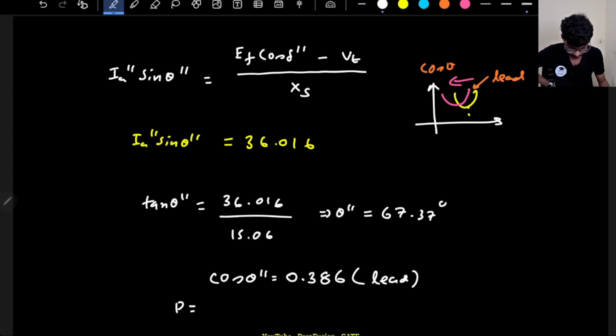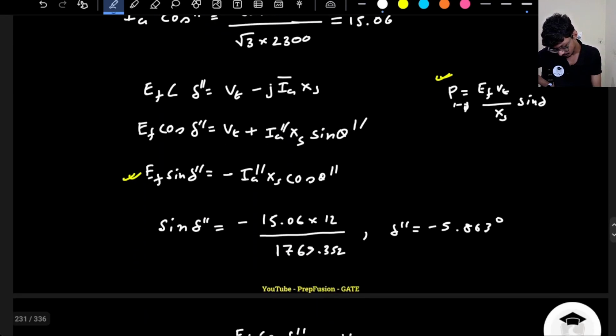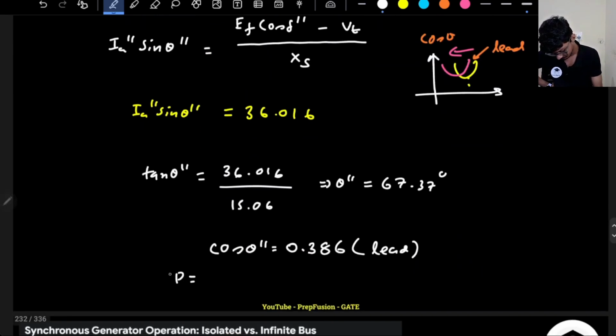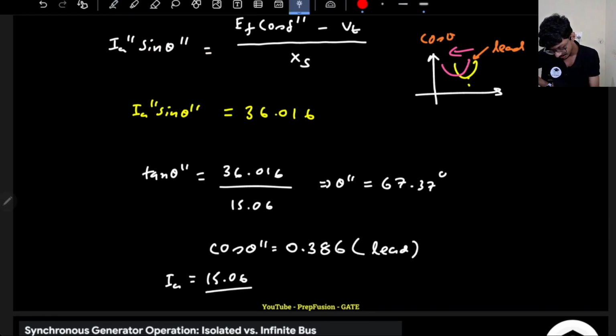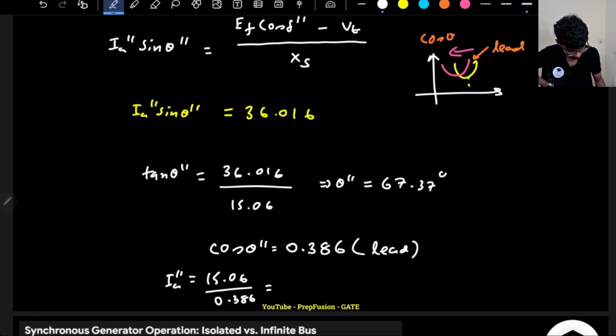And what about the power? Sorry, not the power. What will be the armature current? Armature current will be 15.06 divided by cos theta double dash, because IA cos theta double dash is already 15.06. So this divided by 0.3866 comes out to be 39.04 amperes. Okay, so these two are the answers basically.